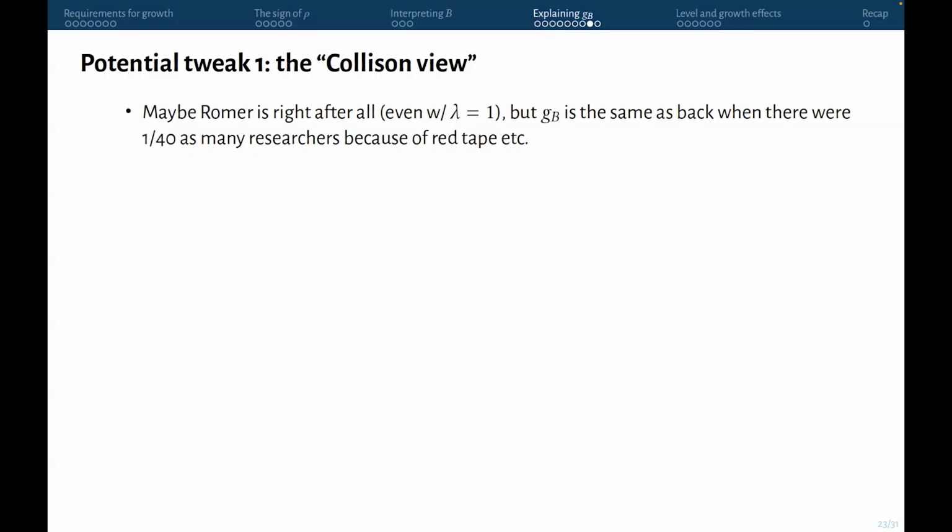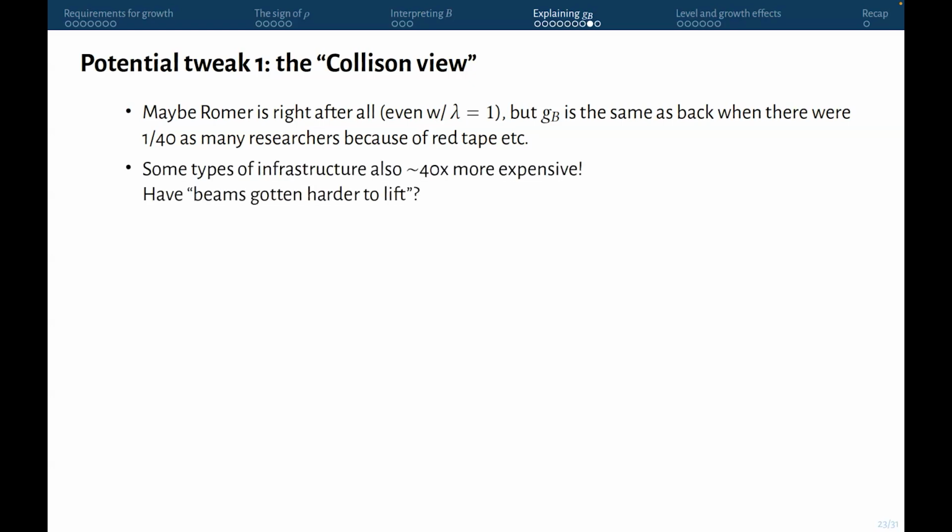For instance, Patrick Collison, in an interview with Tyler Cowen from a few years ago, argues that maybe Romer is right after all, but now there's just so much red tape that each researcher gets like 1/40th as much done. And he points out that when you compare how much it costs to build the Golden Gate Bridge versus building a bridge today, or subway lines in New York a long time ago versus today, some of that stuff also is 40 times more expensive now. And he sort of mockingly asks, have beams gotten harder to lift?